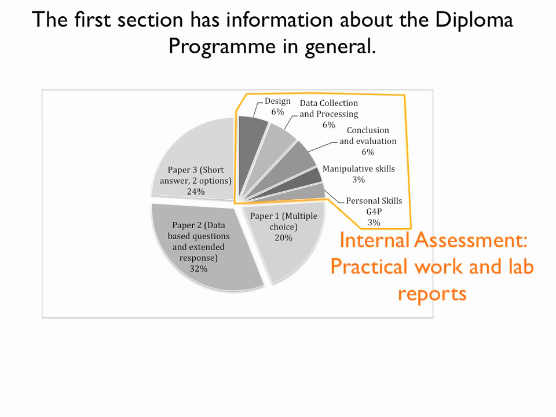The second evaluation criterion is data collection and processing, and that's worth 6% of your grade, and then conclusion and evaluation. So basically the first 3, design, data collection and processing, and conclusion and evaluation, are the evaluation criteria that will be used to evaluate your lab reports.